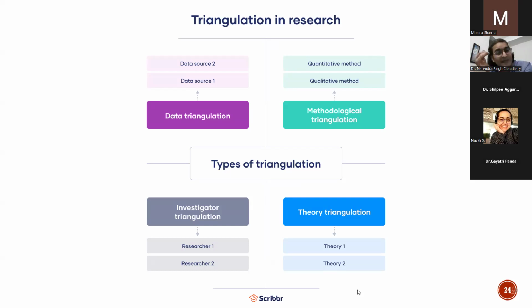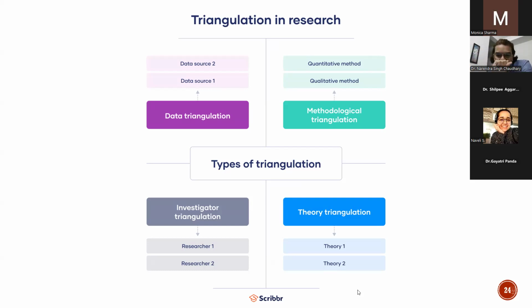Then methodological triangulation can be there. That can be quantitative and qualitative method. That means the mixed methodology is basically methodological triangulation that we are using. Then investigator triangulation: researcher 1 is there, researcher 2 is there, and they are doing it. Then there could be a theory triangulation also: theory 1, theory 2 also. Is this clear?